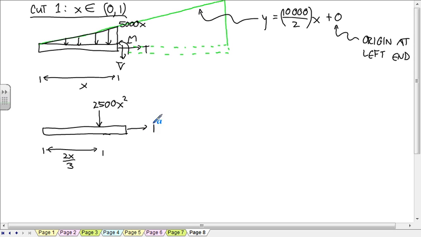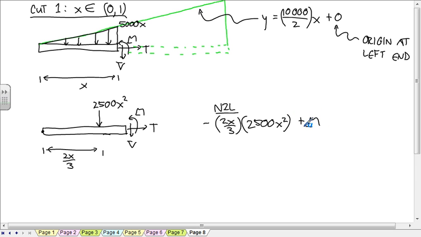And then you have your internal loads. So Newton's second law says, if this is our about point, would the 2,500x squared cause a clockwise or counterclockwise moment? Clockwise, so we have negative 2x over 3 times 2,500x squared plus M minus Vx is equal to 0.